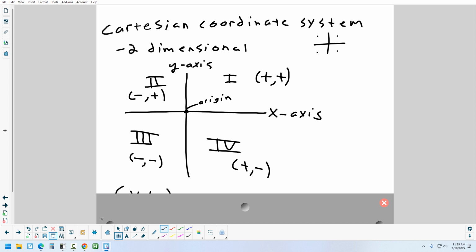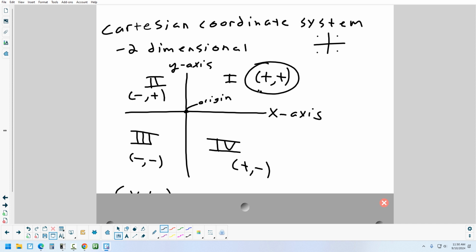Oh, we didn't talk about this. So in quadrant 1, if you wanted to tell me a spot in quadrant 1, this is the thing that you use to tell me where to go in quadrant 1. It'll be a positive number, comma, positive number. What is the name of this thing? What do you call that? Yeah, Natalie? Coordinate. That's a coordinate.